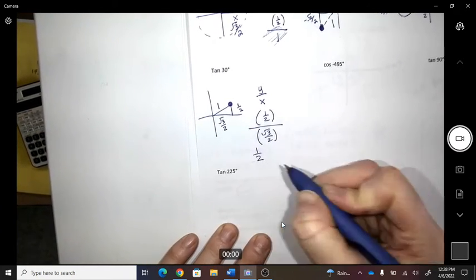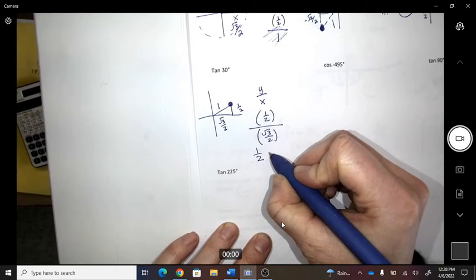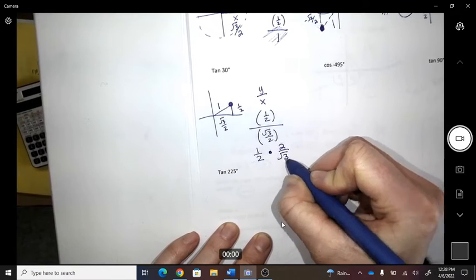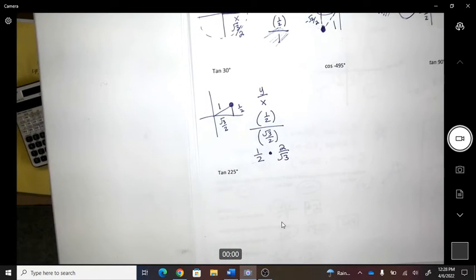So 1/2, instead of divide, I'm going to times and flip. Okay, do you remember that rule with math? You've learned that somewhere along the line? Dividing fractions, you times and flip the second one.